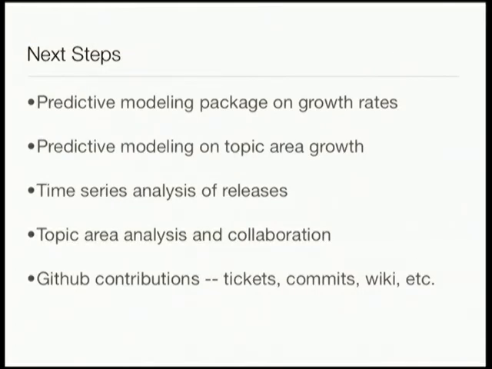So there was a lot more we could do with this, but I felt like the idea of polities and the idea of governance was going to be a lot to chew on. And some of these next steps I already have pocketed, but I didn't include today. And that is predictive modeling on package growth rates, on topic area growth rates, time series analysis on releases to see how effective a group is when they release, topic area analysis and collaboration, and last but not least, GitHub contributions, tickets, commits, and changes to the wiki.